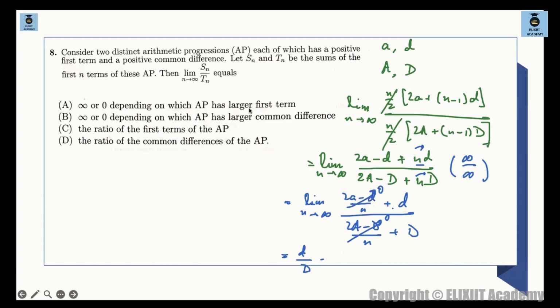Okay, so now see the options very carefully. It's neither 0 nor infinity, so the first two options are discarded. The third one is saying the ratio of the first terms of the AP. No. The last one is saying the ratio of the common difference. Option D is correct: ratio of the common difference of the AP.